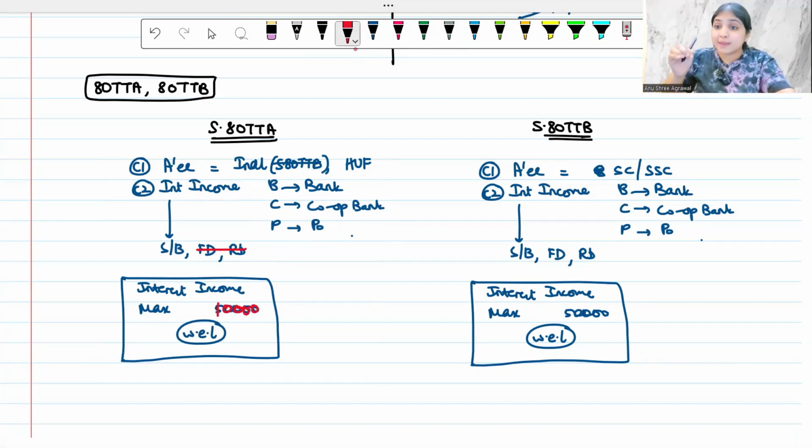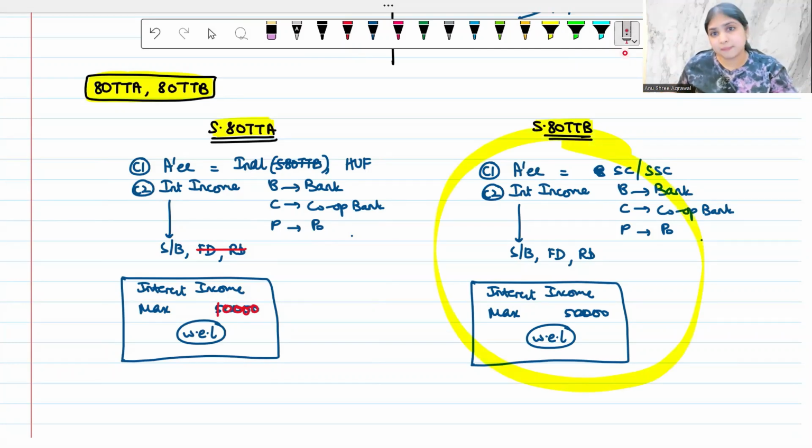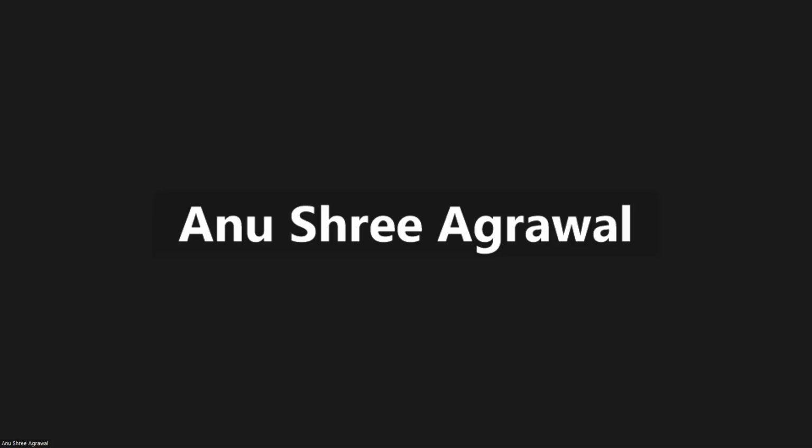Now you understood why I'm saying 80TTB is more beneficial, because under 80TTB, your maximum deduction is 50,000. Under 80TTA, your maximum deduction is only 10,000. So that is why we first try to fit ourselves into 80TTB. Only if 80TTB does not apply to us, only then will we think about section 80TTA.